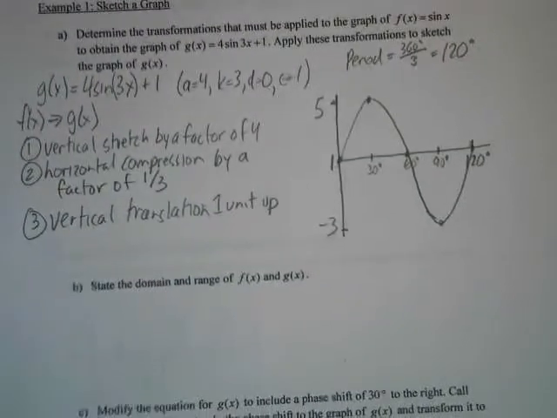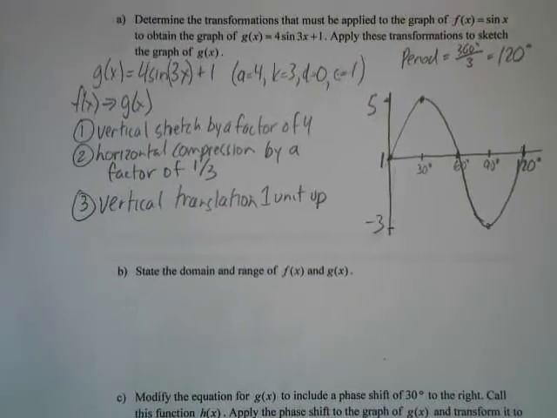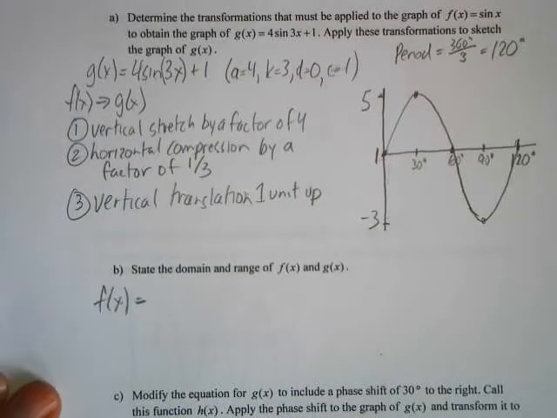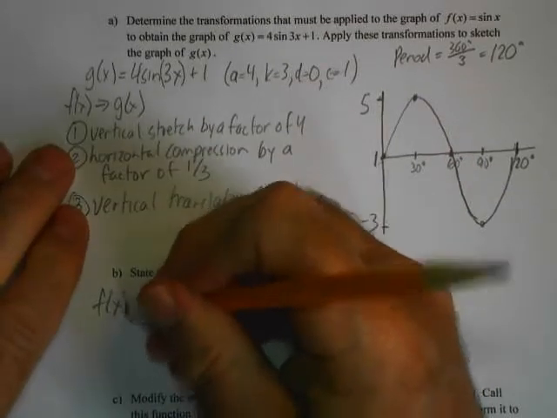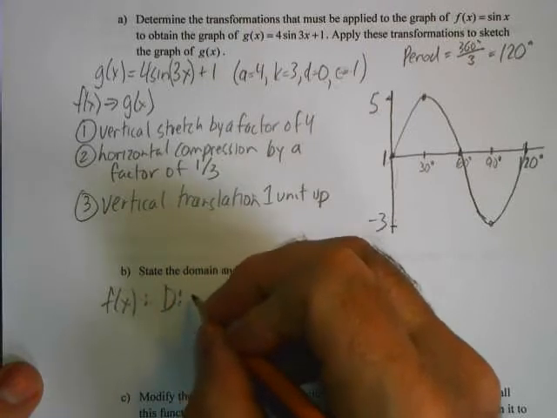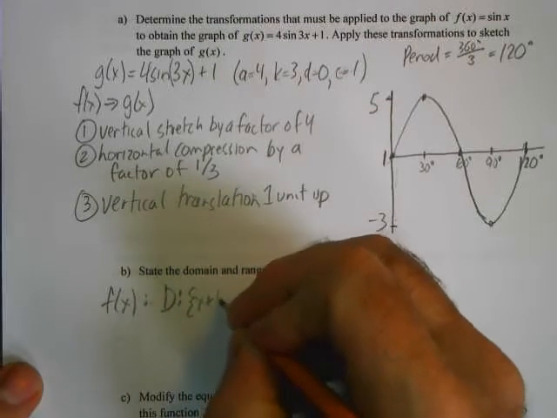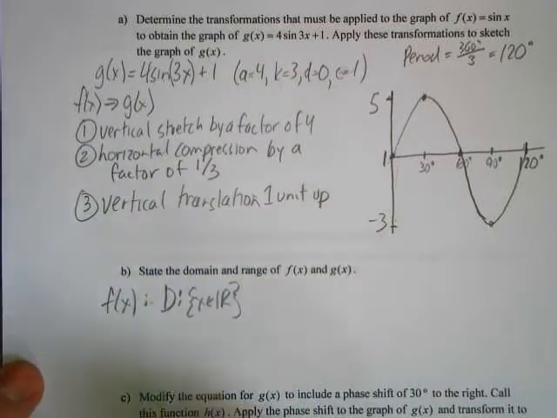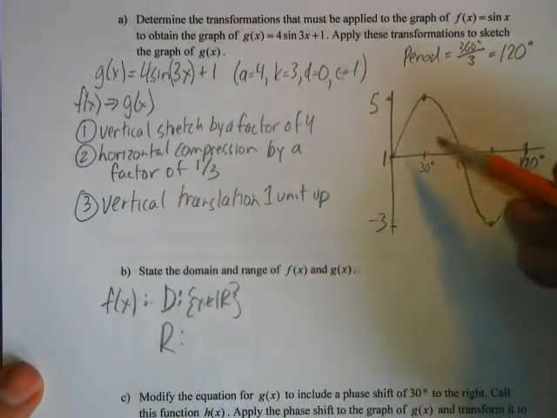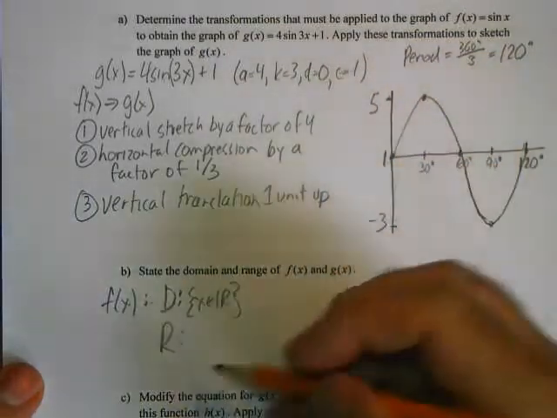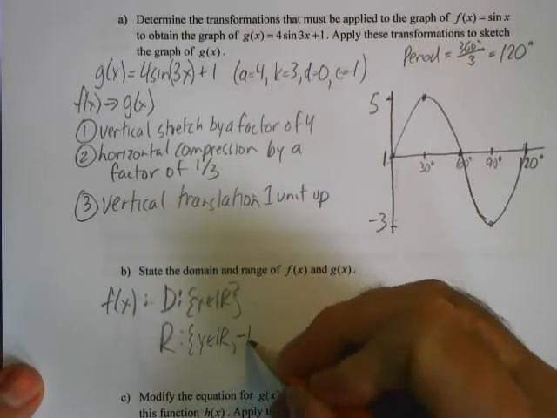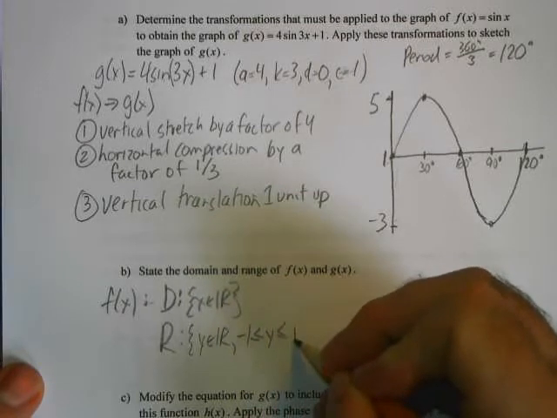Okay, second part says state the domain and range of f of x and g of x. So f of x, which is just the sine x function, the domain is always all real numbers. X is all real numbers. And the range, we don't have the graph here, but we know sine x and cos x go between -1 and +1. So I'll say y is any real number, but y is between -1 and +1.